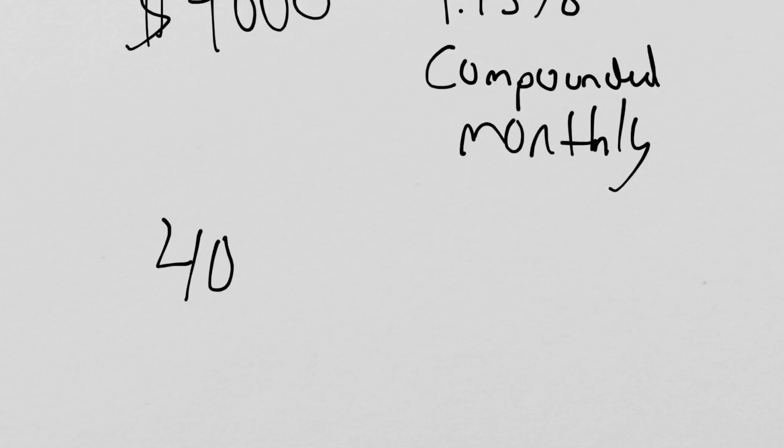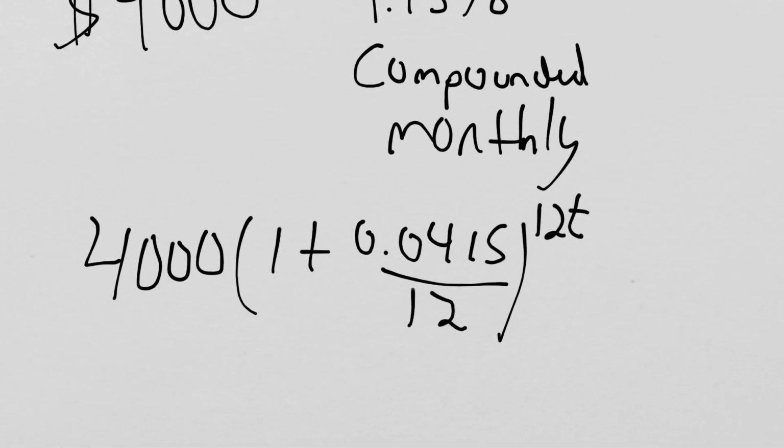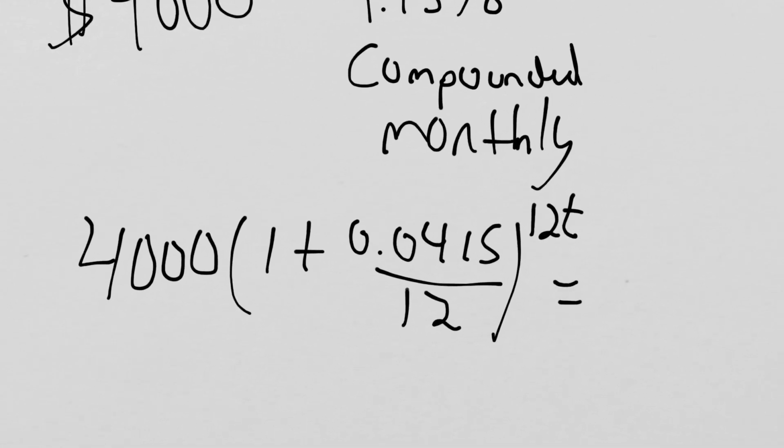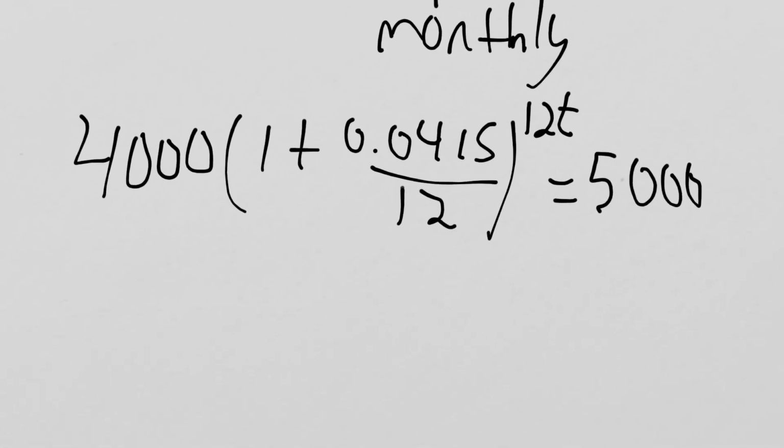So we have $4,000. Okay, we are gaining our 4.15% as a decimal divided by 12 raised to the 12t. Okay, and if we're gaining $1,000, what that means is we now have $5,000. Okay. So this is going to be our time taken to gain $1,000, and we need to solve. Our goal is to solve for the t value because that's our time. So we need to do algebra to isolate the t.